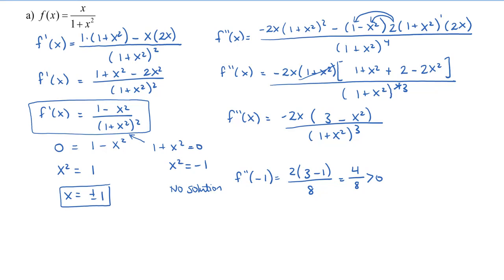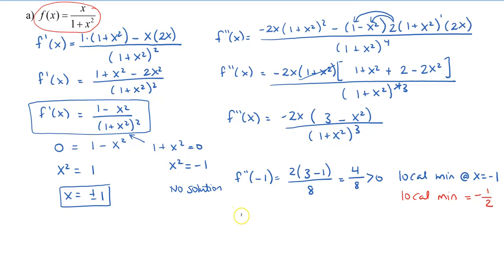Okay, so therefore, I have a local min at x equal to negative 1. If I want to find out what the y value is, don't forget that the minimum is actually plugging negative 1 into my original function back up here. Okay, so actually I'm going to rewrite this like this so that I can show you that the local min is equal to negative a half.